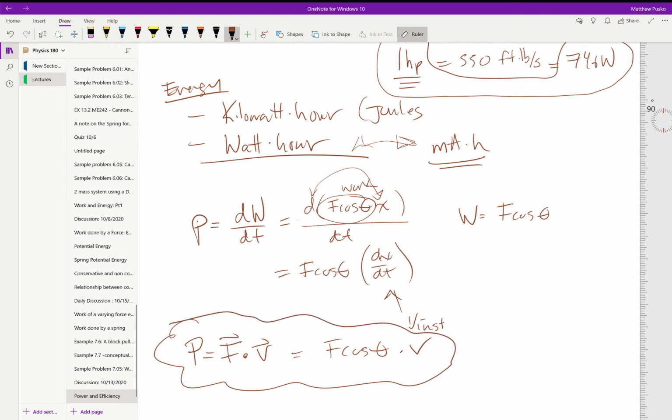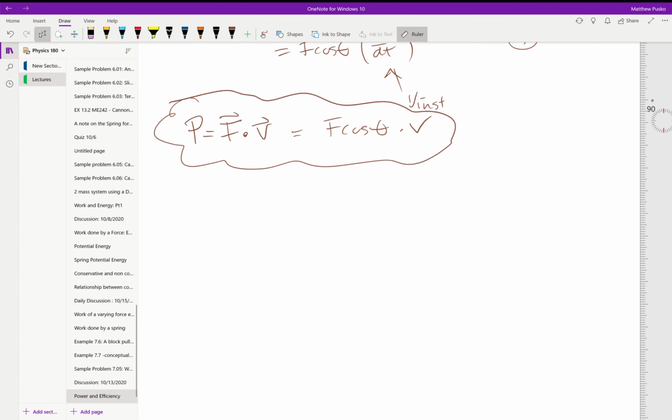There's a couple problems in, I think, homework 7 that require the last couple problems, but real basic definitions. Then last thing I wanted to talk about was efficiency.